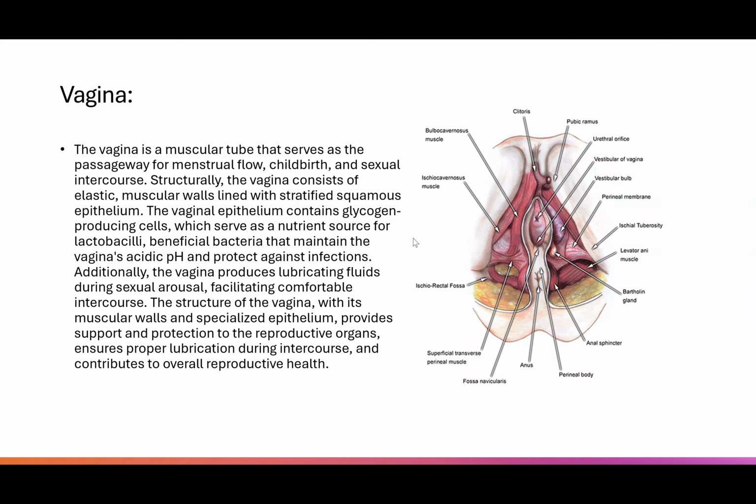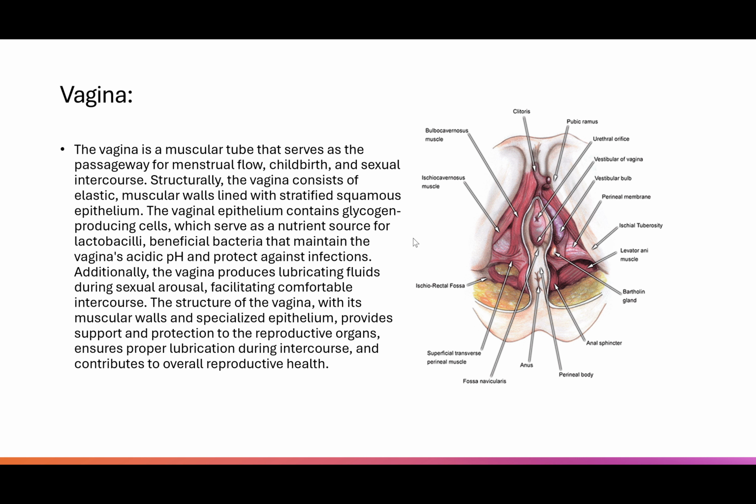I don't know if anybody is going to do microbiology, but bacillus has a rod-like shape. Let me not get into that. But that's lactobacilli, and it's the same bacteria that feeds on spoiled milk and stuff like that. Additionally, the vagina produces lubricating liquids during sexual arousal, facilitating comfortable intercourse.